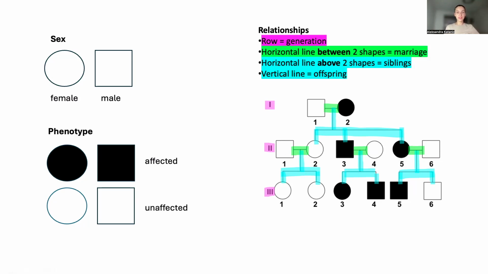The next rule is in regards to horizontal lines. If there's a horizontal line between two shapes, that represents marriage. Or, in modern day, it's more accurate to say that it represents mating and producing offspring. If there's a horizontal line above the shapes, that means siblings, but it will only be siblings if there is a vertical line that corresponds to them. An example where you don't want to get tripped up is individual 4 here. Yes, there's a horizontal line above 2, 3, 4, and 5, but there's no vertical line, okay? So 4 is not a sibling, it's the mate of individual 3.